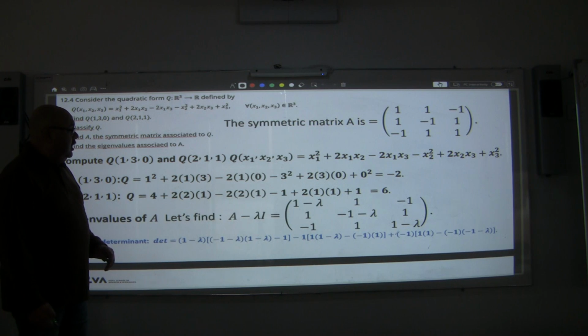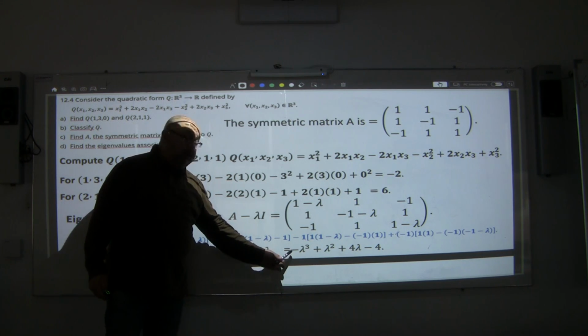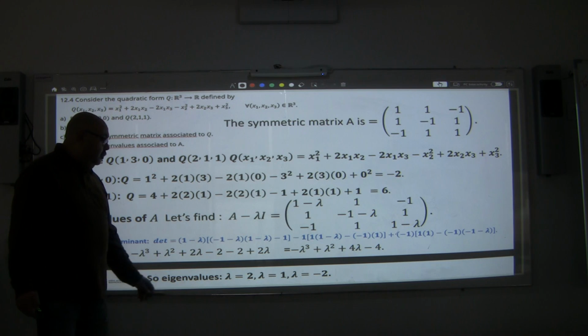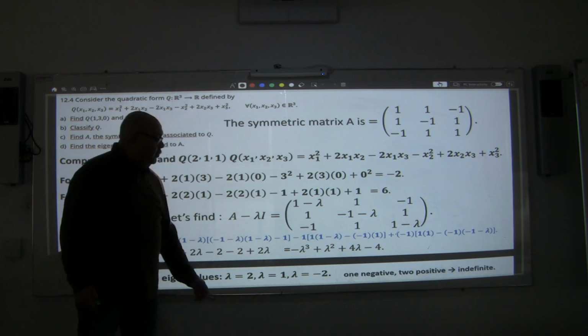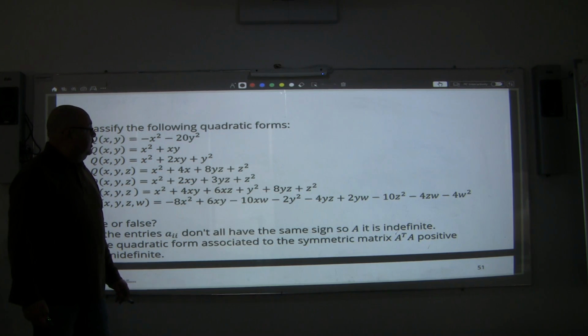This is the matrix. If I want to evaluate lambdas also, I will be able to reach this cubic equation, I'm sorry. Solving it will give you the values of lambda, which are 2, 1, and negative 2. Then with 1 negative and 2 positive values, it is indefinite.